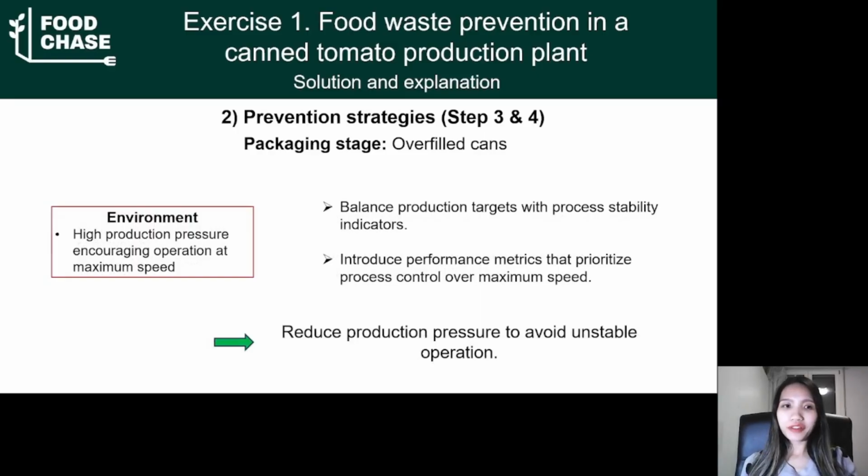About the environment factor, in which high production pressure encourages operation at maximum speed, we can use balanced production targets with process stability indicators and introduce a performance metric that prioritizes process control over maximum speed. So the quality is always preferred over the speed of production. We can reduce the production pressure to avoid unstable operation with this solution.